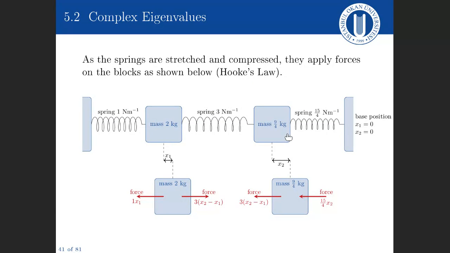Let's talk first about the forces on the blocks. We're going to suppose that the only forces on the blocks are the forces generated by the springs. Now, first of all, let's look at the left block and let's look at the left spring. As this block moves to the right, the left spring is going to be wanting to pull it back to the left, back to its base position. And because the spring constant is 1, the force is going to be spring constant multiplied by the displacement. That's 1 multiplied by x1.